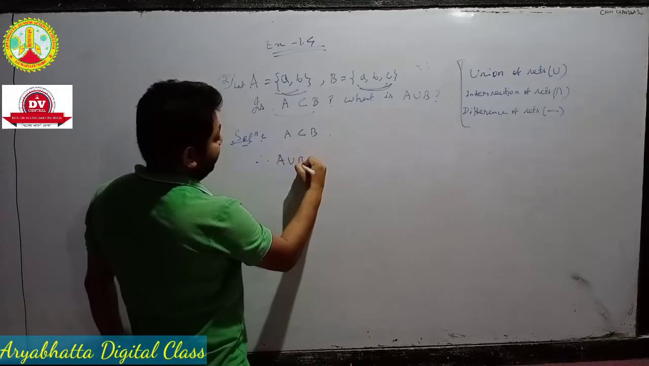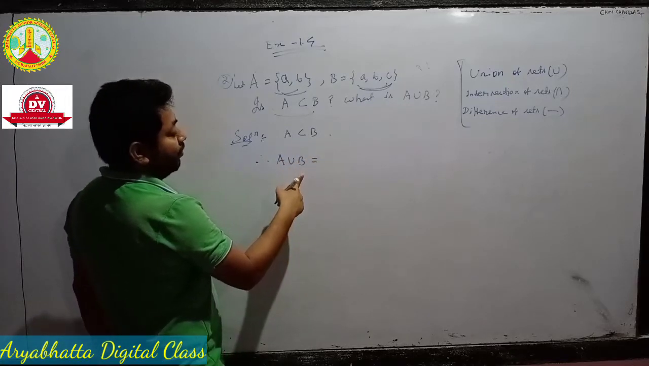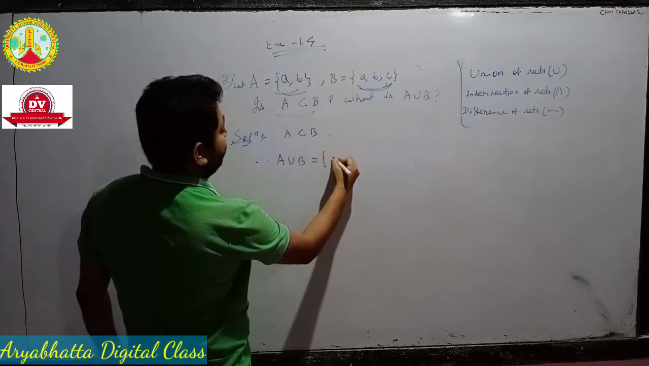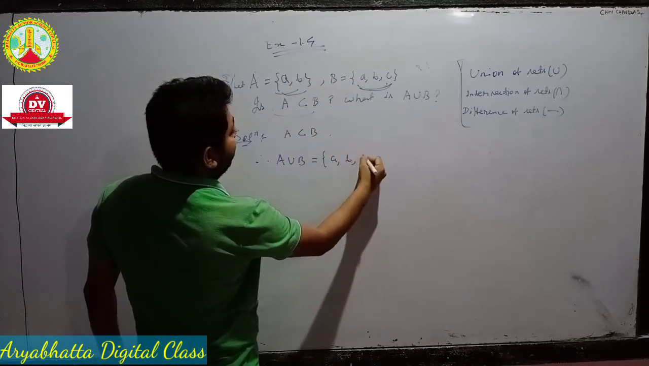Next, what is A union B? We know that A union B is the set of all elements of sets A and B. Therefore, we have a, b, c.